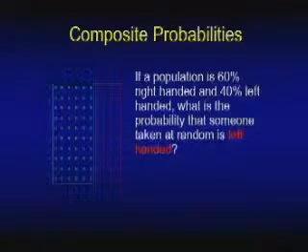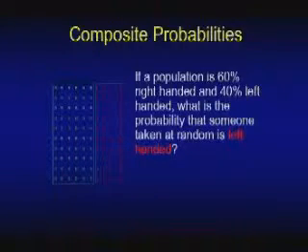Okay, let me take a different example. Let's assume that we have a population that's 60% right-handed and 40% left-handed. And let's assume for this discussion that those properties are randomly distributed among the audience. That isn't always men that are right-handed or women left-handed, anything like that. That is uniform.